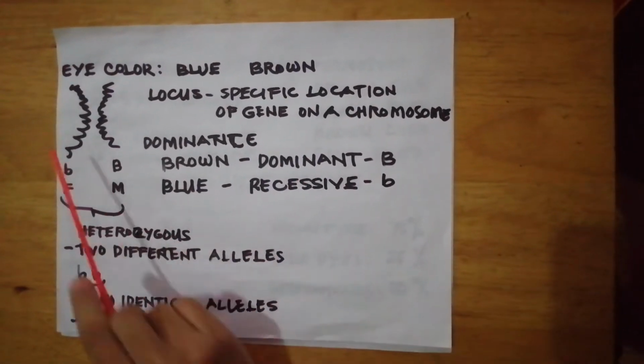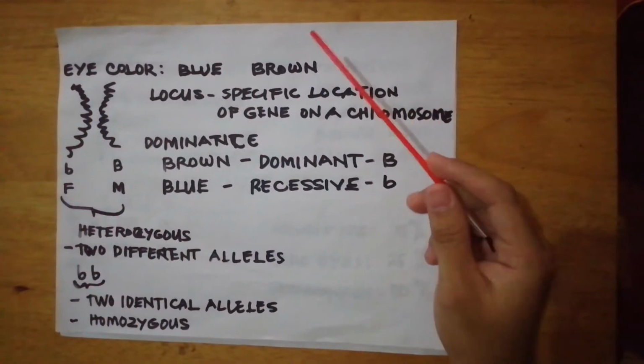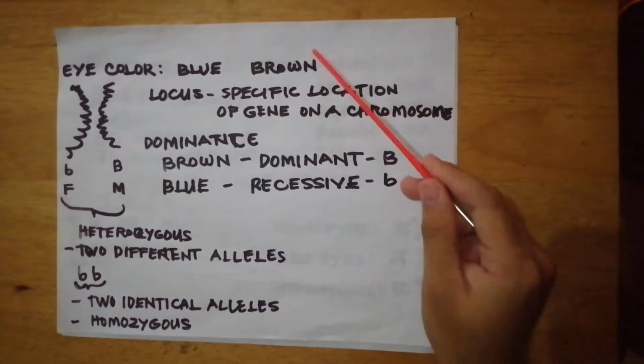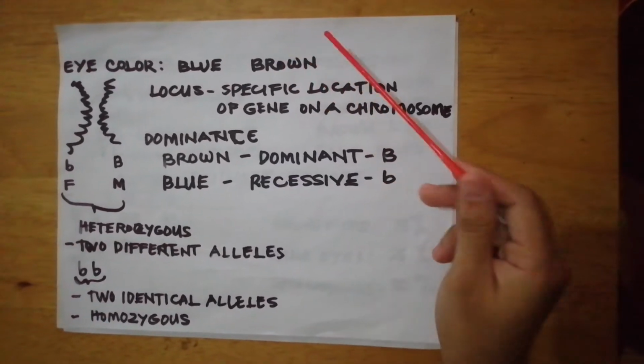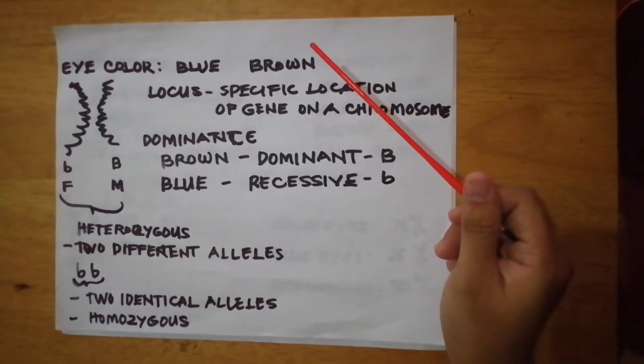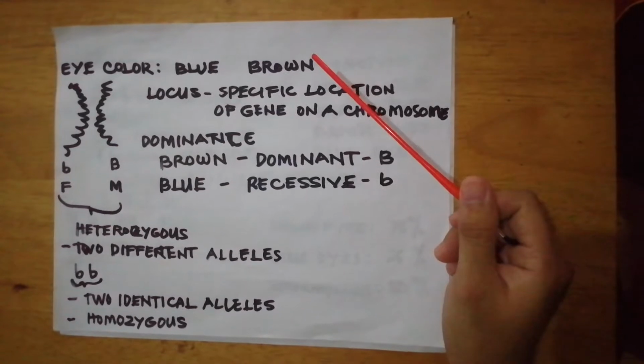An example is eye color. We have two eye colors, the blue eyes and the brown eyes. So these are two different types of allele. So what is an allele? An allele is a specific version of a gene.